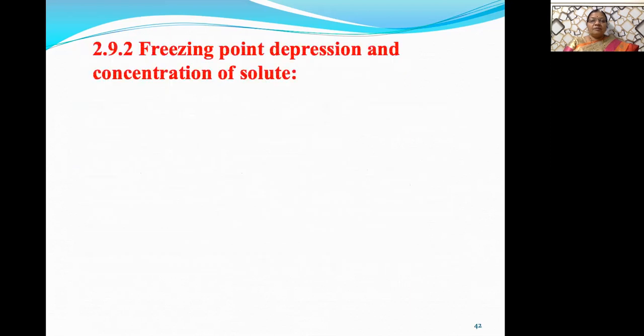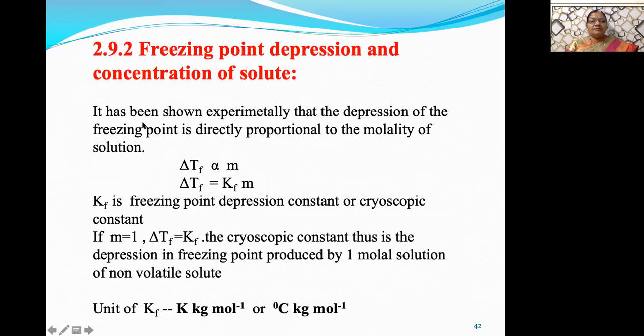Now, as it is a colligative property, it depends on the number of solute particles or the amount of solute dissolved in the solvent to form the solution, that is, the concentration of solute. Here, freezing point depression, similar to elevation in boiling point, involves similar terms in the calculation. Freezing point depression means the difference between the two freezing points, that is delta TF. So delta TF is directly proportional to the molality of the solution.